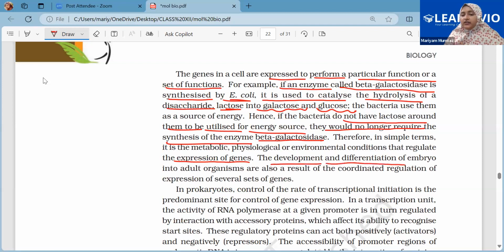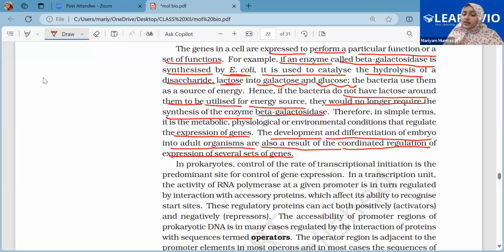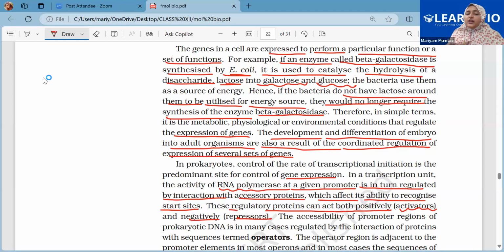The development and differentiation of embryo into adult organisms are also a result of coordinated regulation of expression of several sets of genes. In prokaryotes, the control of the rate of transcriptional initiation is the predominant site for control of gene expression. In a transcription unit, the activity of RNA polymerase at a given promoter is in turn regulated by interaction with accessory proteins, which affect its ability to recognize the start site. These regulatory proteins can act both positively, such as the activators, and negatively, such as the repressors. We are talking about how gene expression can take place at the prokaryotic level.